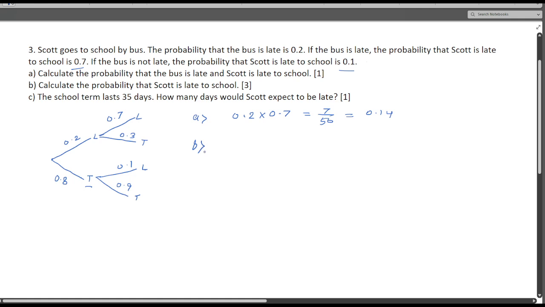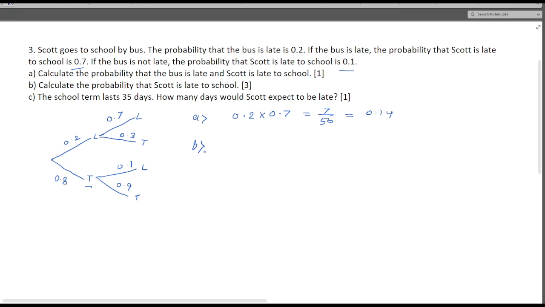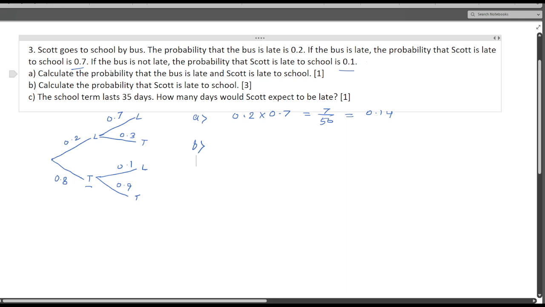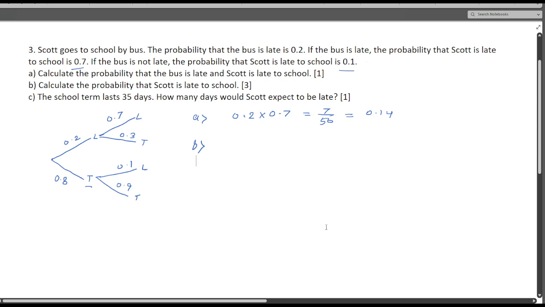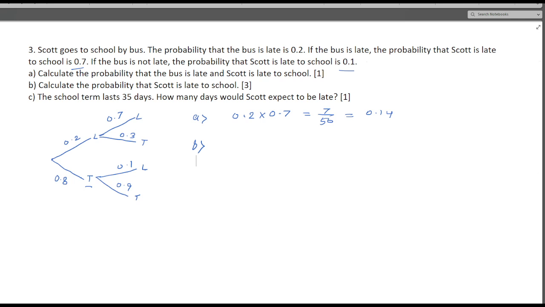Now question B. Calculate the probability that Scott is late to the school. Now, when we are saying that he is late to the school, that means we are talking about the condition that the bus is late and Scott is late, or we are talking about the condition that the bus is not late but Scott is late.